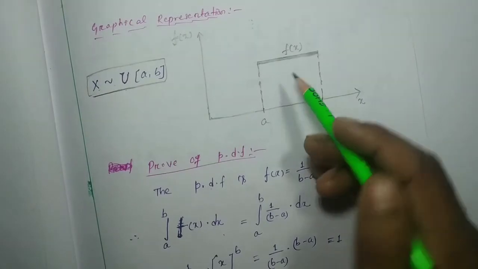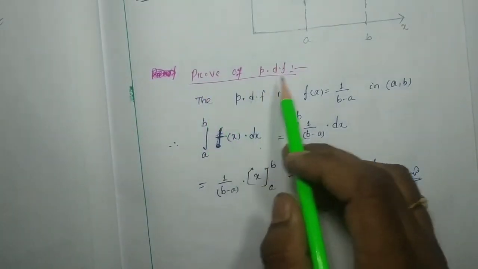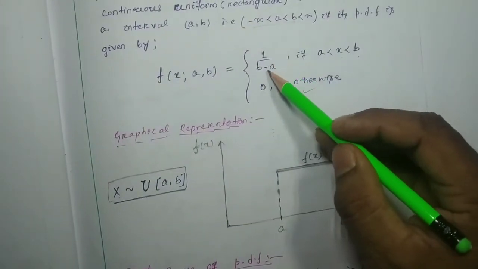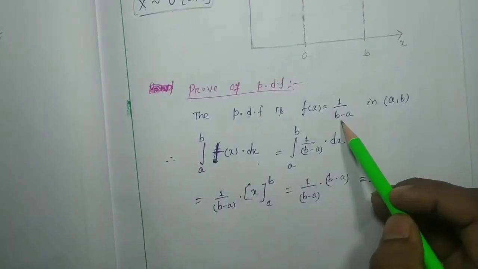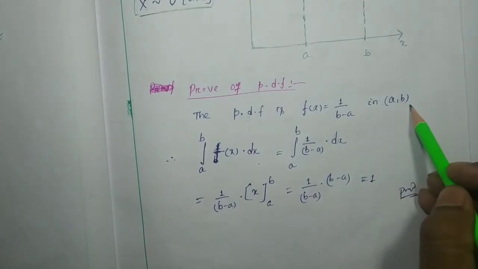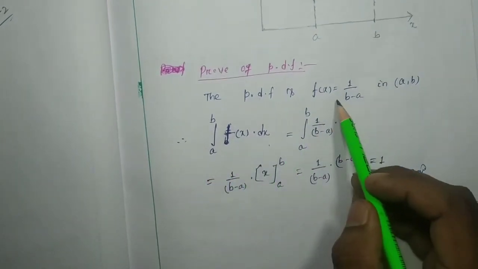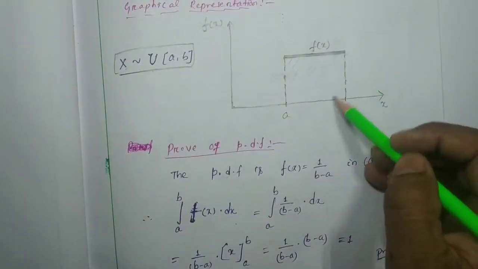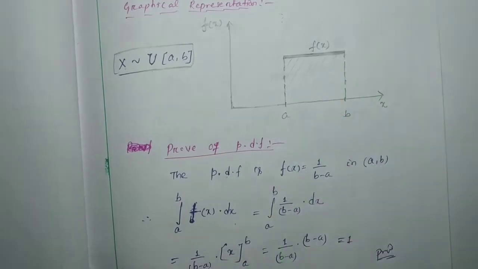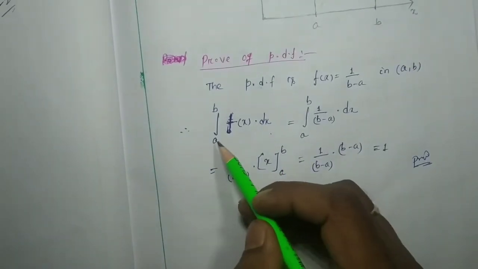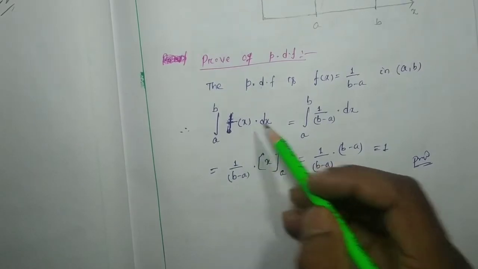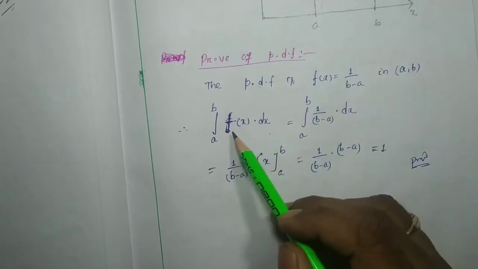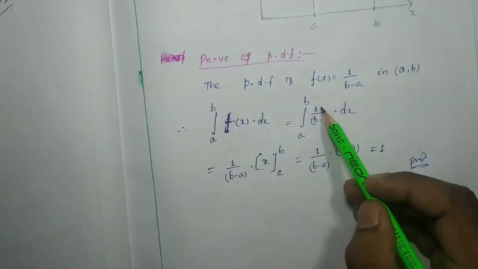Now we have to prove the p.d.f. Here f(x) is 1 by b minus a in the interval (a, b). So the total area in this region should be 1 when we integrate. So we consider the integral from a to b of f(x) dx, where f(x) is the probability density, that is 1 by b minus a, into dx.